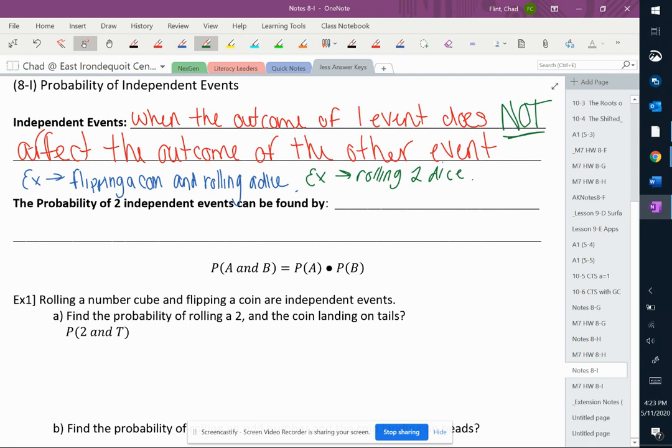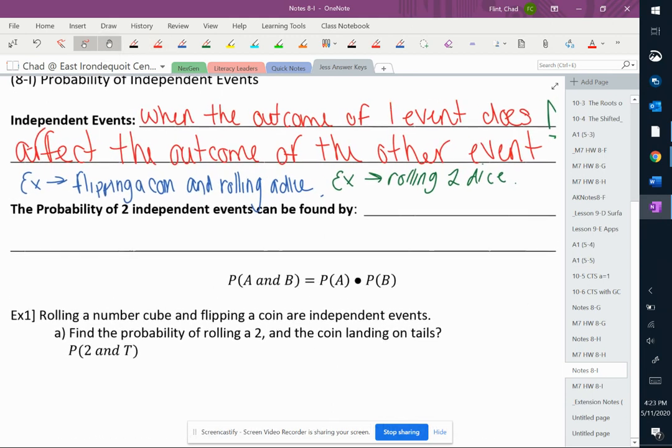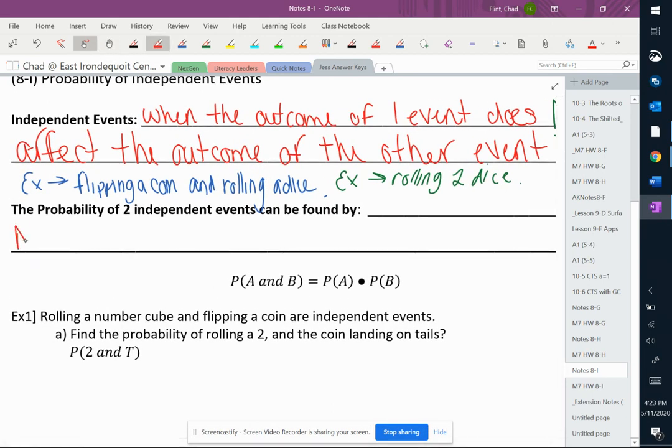And the probability of two independent events can be found by, keyword here, multiplying. By multiplying the probabilities of each event together.